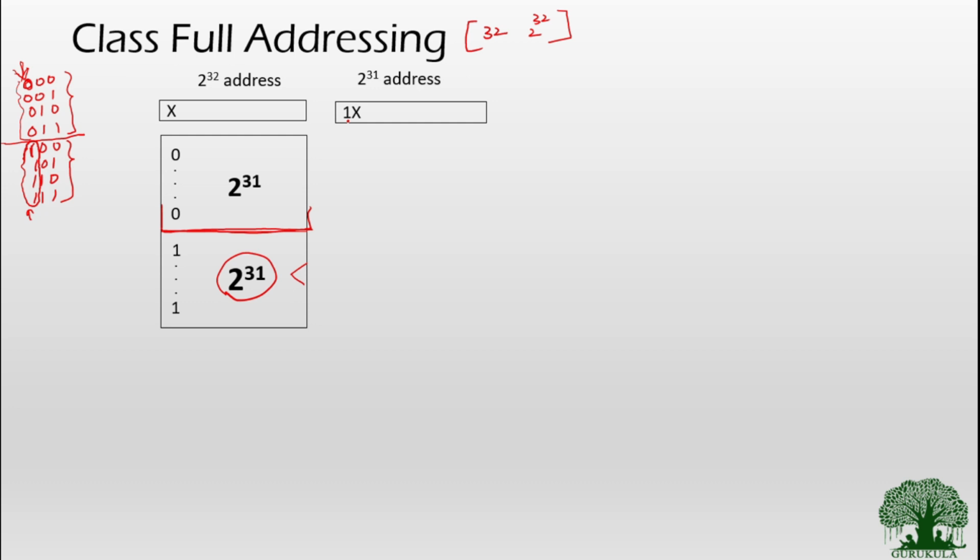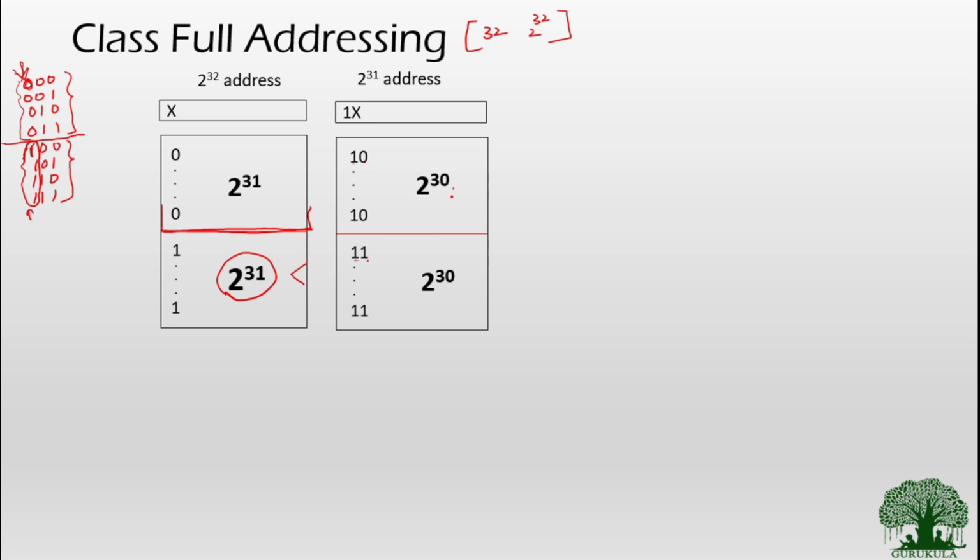Again, now I want to divide this into two groups. So I will have to take another bit in order to divide that into two groups. Here again I will have 0 and 1, so I will get two groups. The first group will start with 10, and the second group will start with 11. Now two bits are allocated for grouping, so I will have 2 power 30 addresses in hand in the second group also.